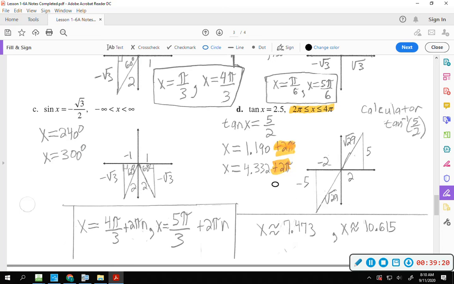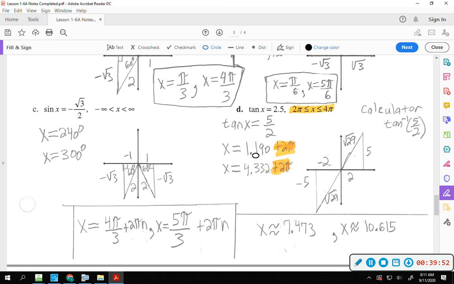If I do an inverse tan of 5 halves in my calculator in radian mode, and I tell you right here, you only get out 1.190. Uh-oh, that's kind of a problem. I need this one as well. Well, it's the same reference angle, so I have pi plus that reference angle. What is pi? 3.14 plus this. I do that in my calculator. I get 4.332.